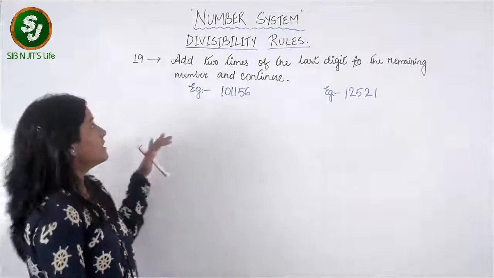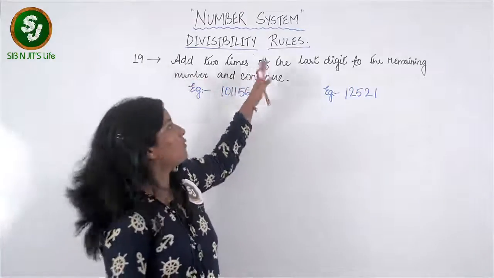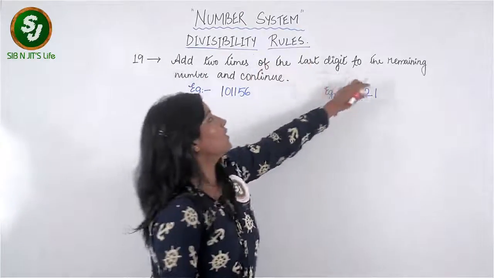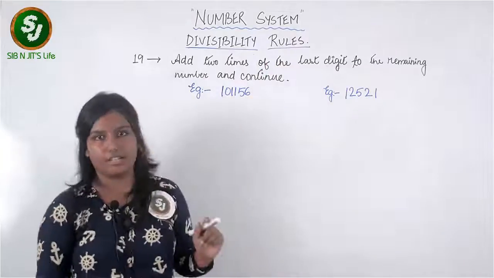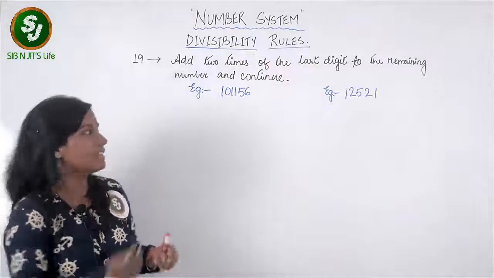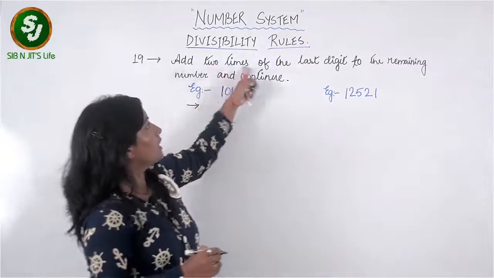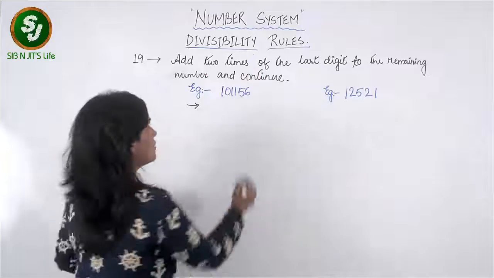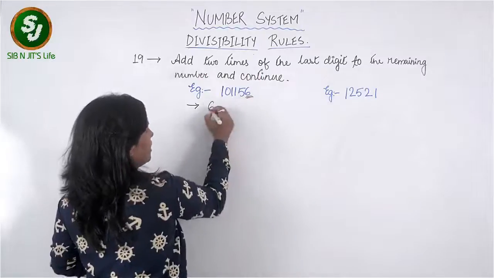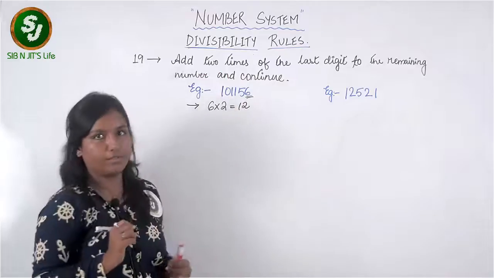Okay friends, now let's see the case for 19. Add 2 times the last digit to the remaining number and continue. So the example here is 101156. Let's check it out for this. So the first step is 2 times the last digit. Which is the last digit here? 6. 2 times the last digit gives us 12.